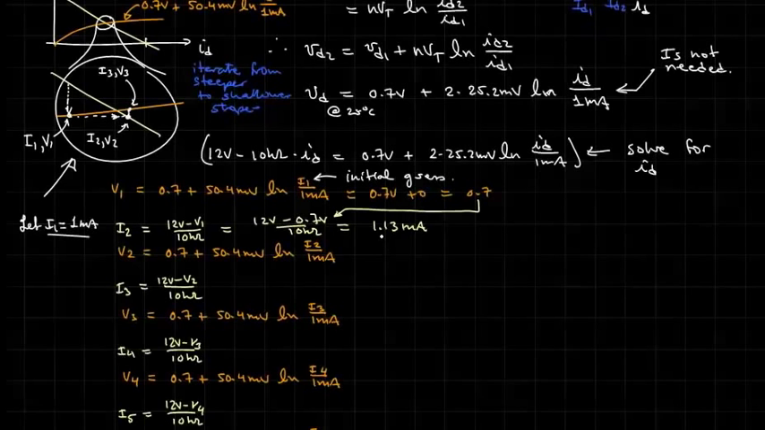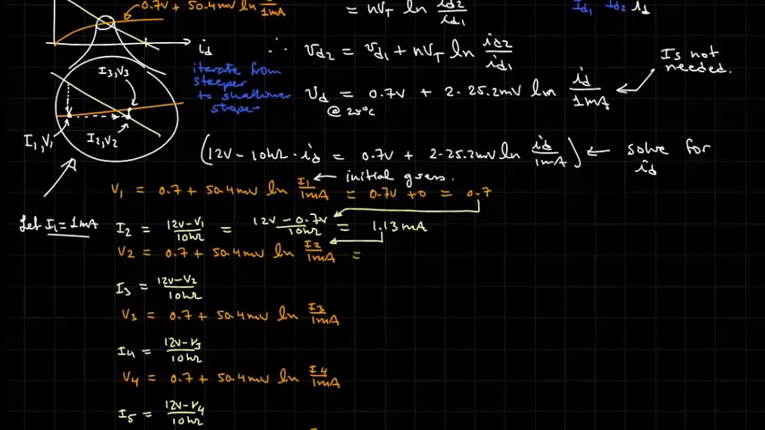Doing so will get us a V1 voltage of 0.7 volts plus 0, so 0.7 volts. We then plug that into our I2 equation, which is 1.13 milliamps. We'll plug 1.13 milliamps for I2 into our V2 equation, which gives us 705.7 millivolts.